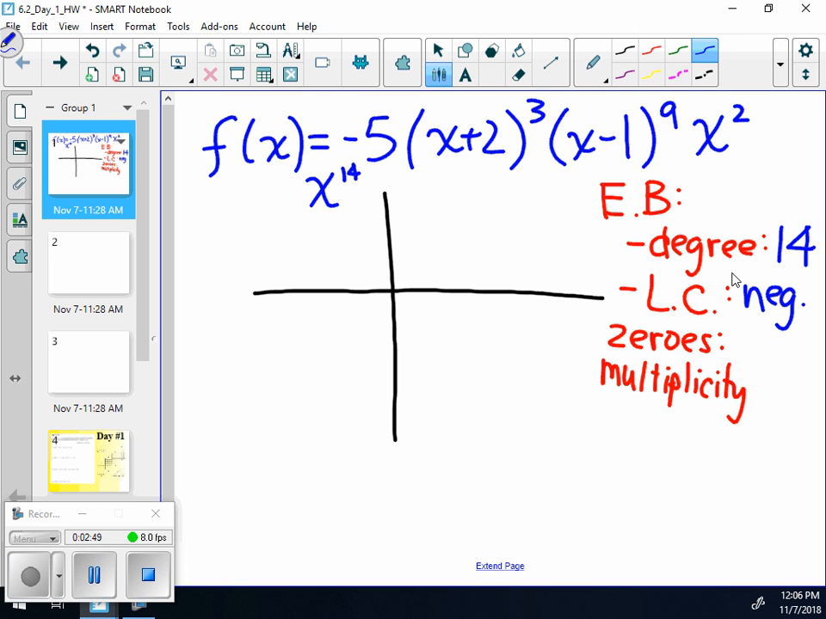So if we have a degree that is 14, that means it is even, and we have a leading coefficient that is negative, what will our end behavior look like? Down, down. So both of our arrows will be down.